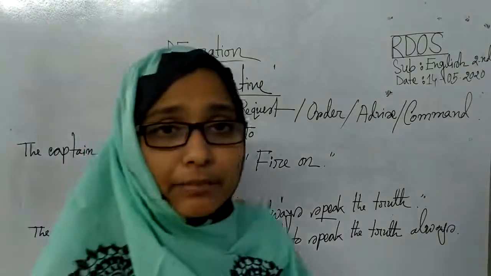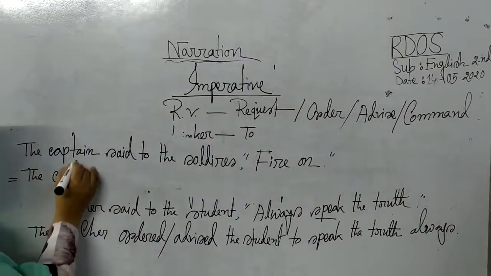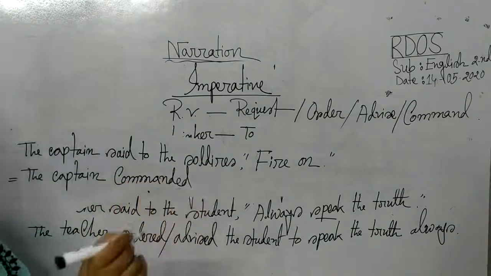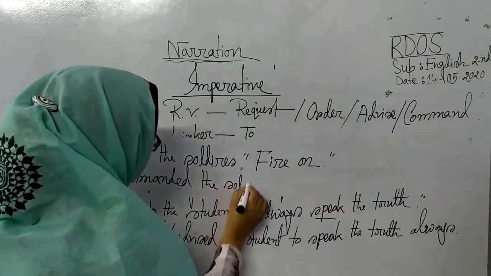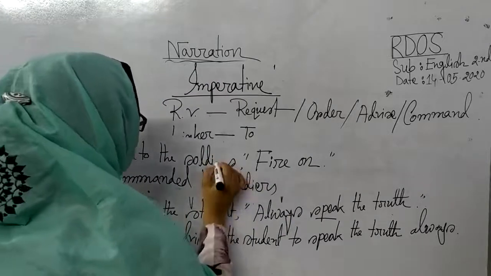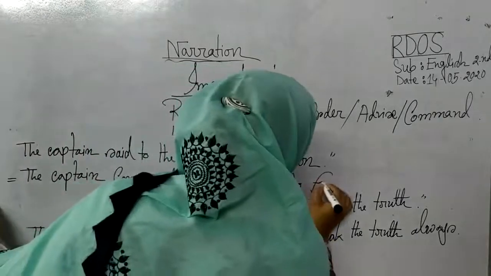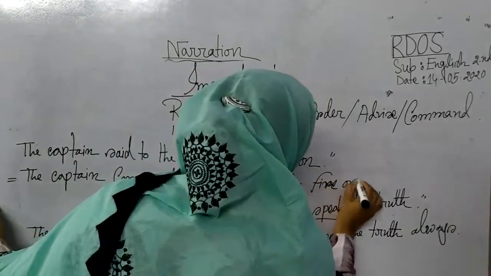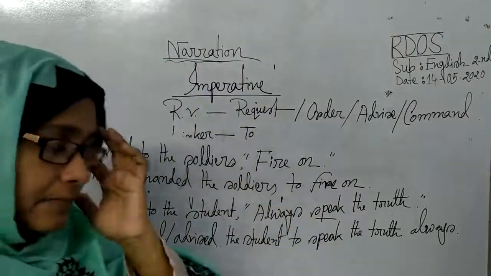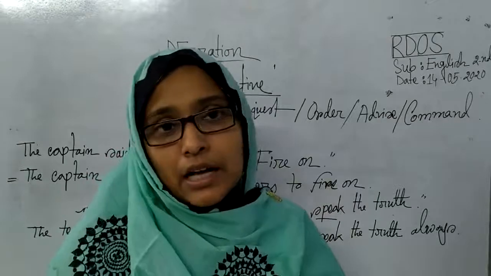Captain, generally we know, what does a captain always do? Commands, isn't it? So we must write, the captain commanded the soldiers, then the linker is to, then the verb is to fire on. Okay. So these are all imperative sentences, and next we will discuss the optative sentence.